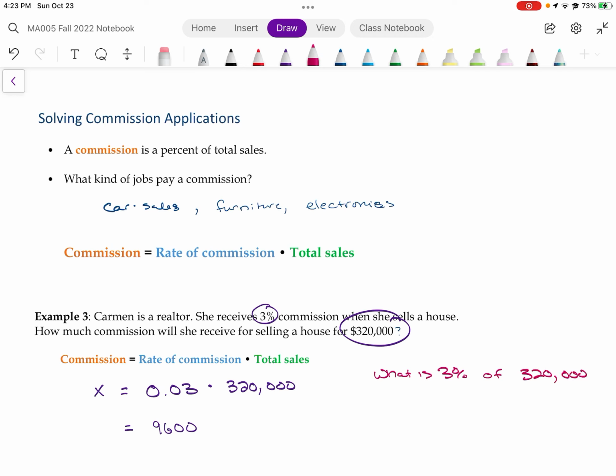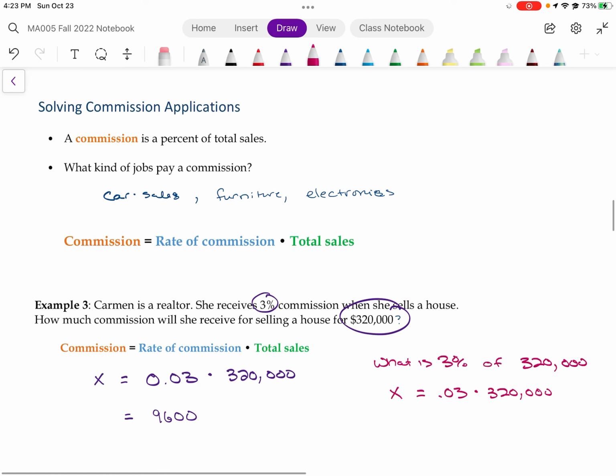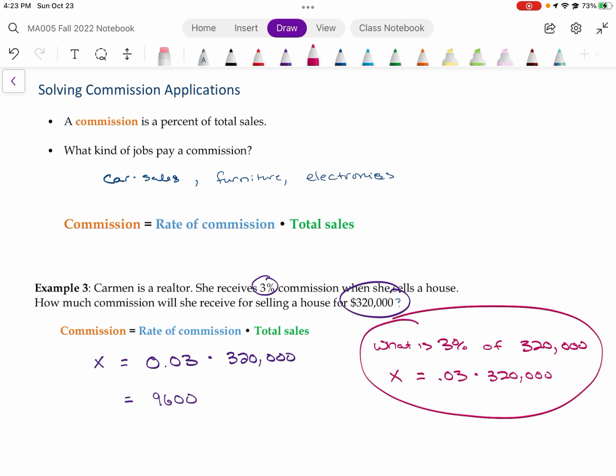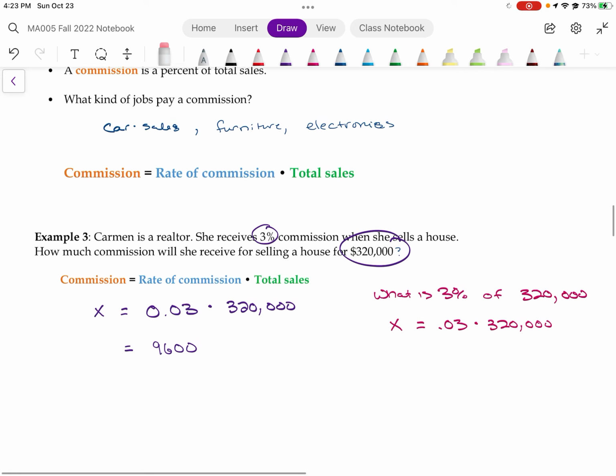Another way to think about this is to take this question here and say, what is 3% of $320,000? Because that's what we're looking for. What is 3% of $320,000? So X equals 0.03 of is times 320. So you get the same thing. So you can put it as a sentence, and you can do that with tax too, or you can use this equation. I honestly think it's easier to think of it this way because it's the exact same thing over and over, right?